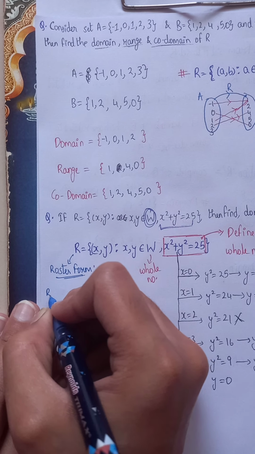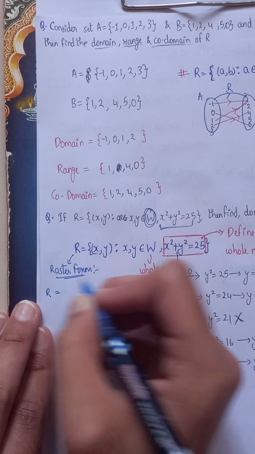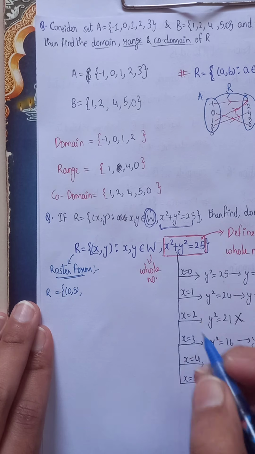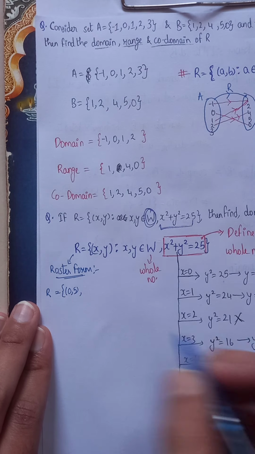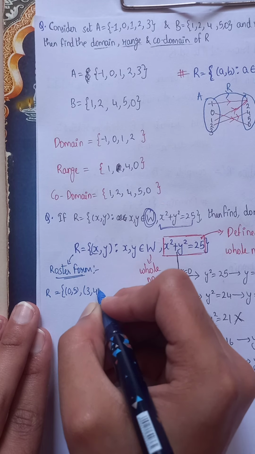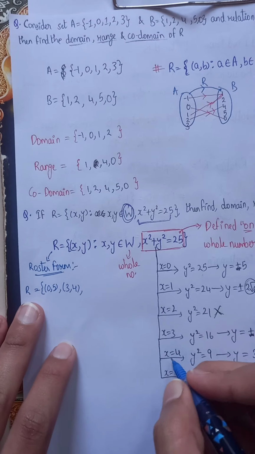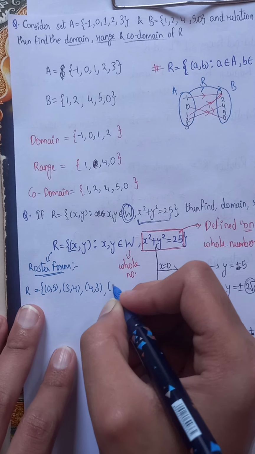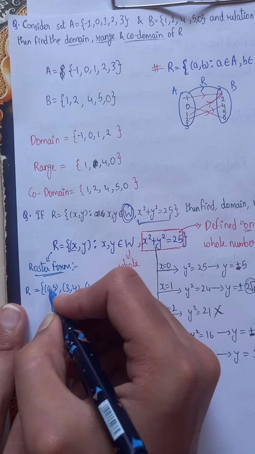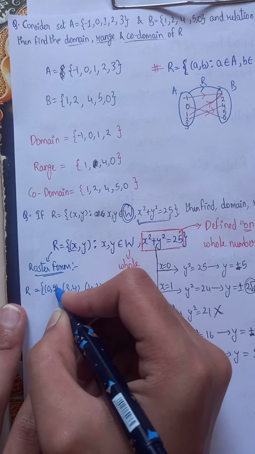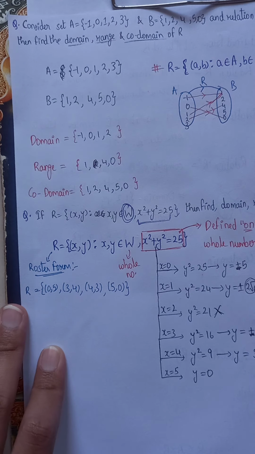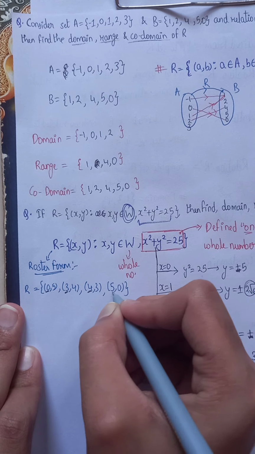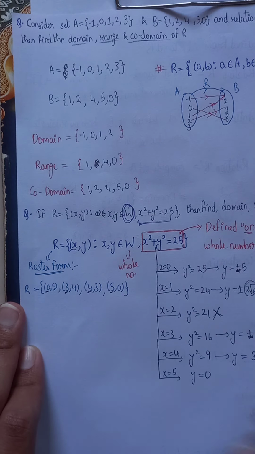So here R is equal to 0 comma 5, 3 comma 4, next 4 comma 3, next 5 comma 0. Okay, so these are the x values, and these are the y values. Okay, so you see, these are the x values and these are the y values.